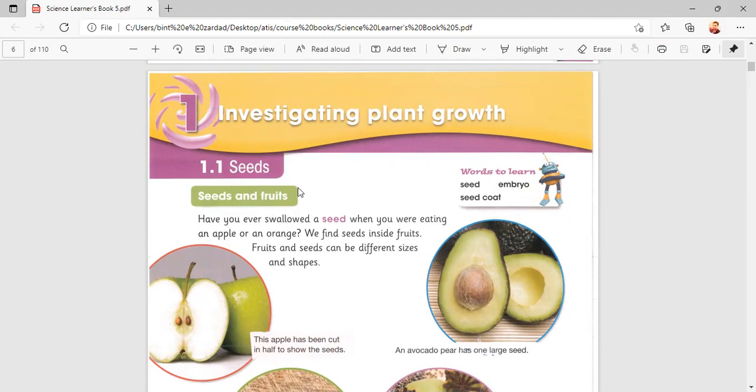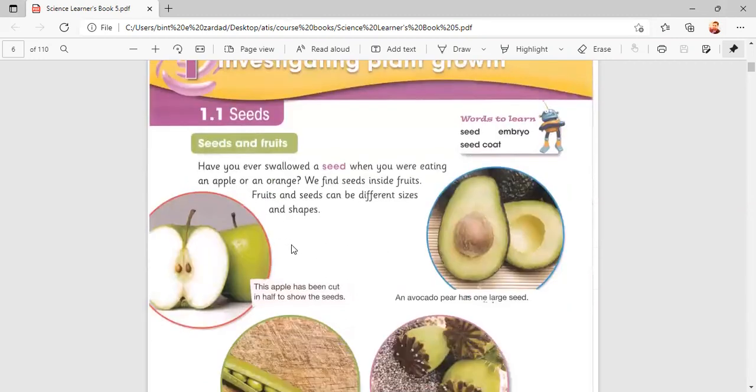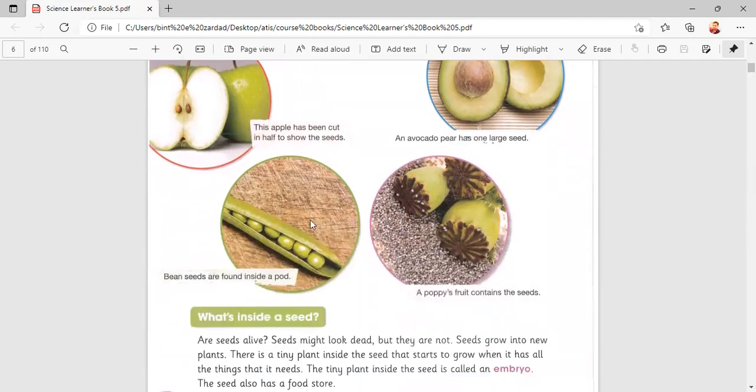We can find seeds in different fruit, but seeds are not similar; they have different sizes and different shapes. The apple has been cut in half to show the seed. You can see the size of the seed, the apple seed, like this avocado, like this bean seed, and a poppy fruit. The different seeds are different sizes and different shapes.